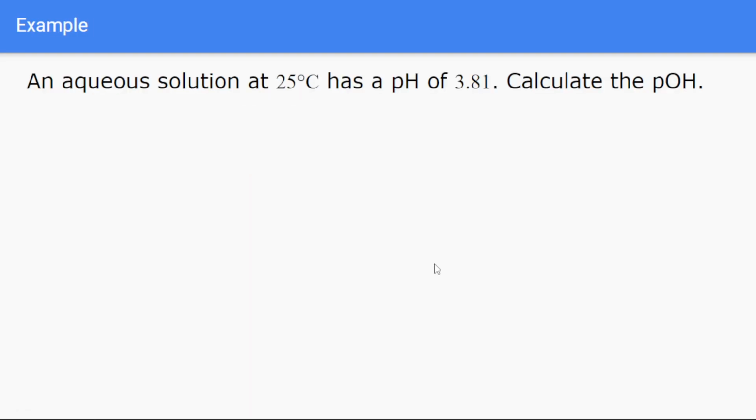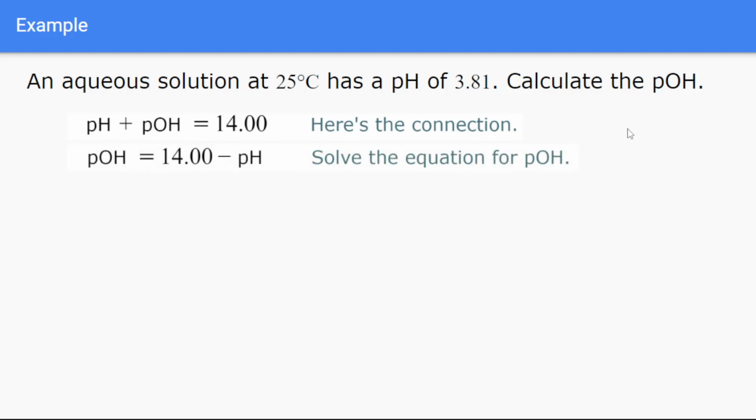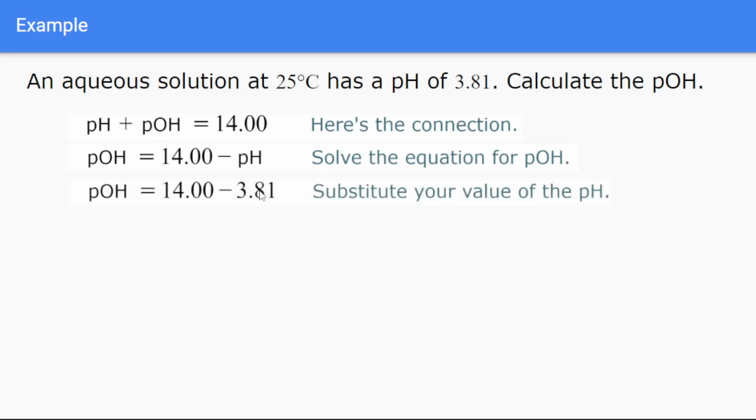So let's look at an example. The first example is going to be the easier of the two. We have a pH of 3.81. We want to calculate the pOH. Well, it's really simple, right? We just have this simple equation, pH plus pOH gives you 14. You're going to solve for the pOH by subtracting pH. Substitute the number, so our pH is 3.81, subtract, that gives you 10.1900, on and on and on.